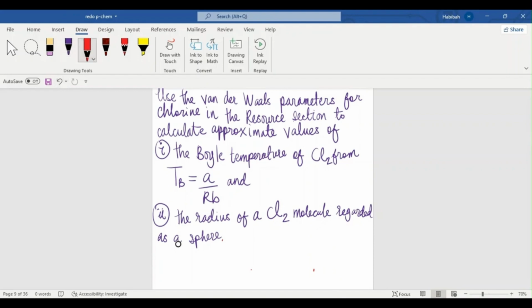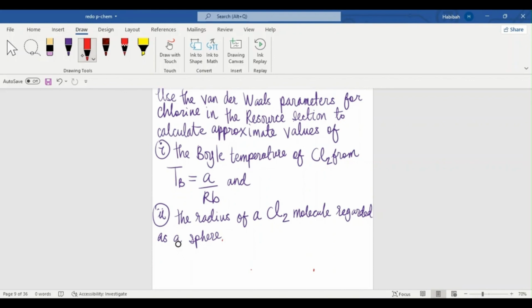Salam and welcome everyone. Today we're going to be working on the question on the screen that says, use the van der Waals parameters for chlorine in the resource section to calculate the approximate values of number 1, Boyle's temperature of chlorine gas from the formula TB equals A over RB, and number 2, the radius of a chlorine gas molecule regarded as a sphere. The first thing to note is that we're told to use the van der Waals parameters, but we weren't given them. In the question, we're told that it's in the resource section of our textbook.